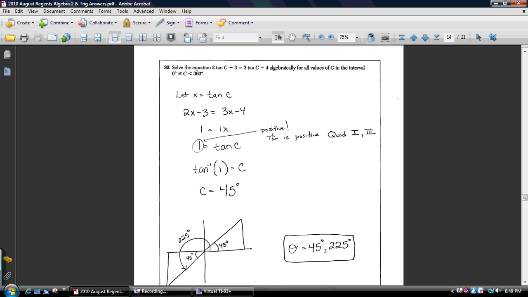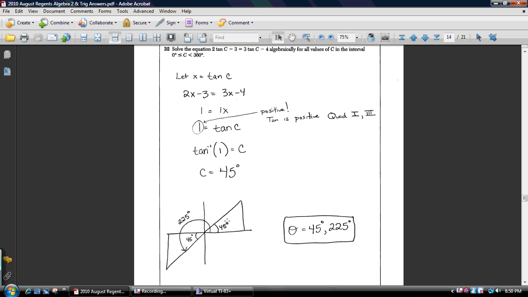Now remember, what was tan c equal to? Tan c was equal to 1. That's positive. Tangent is positive in quadrants 1 and 3. So one of the answers is 45. This angle becomes our reference angle, 45. And draw this same triangle down in quadrant 3 with the 45 there. Now, how many degrees do you need to go to get all the way to the edge over here? You need to go 180 plus 45 more. It's 225.